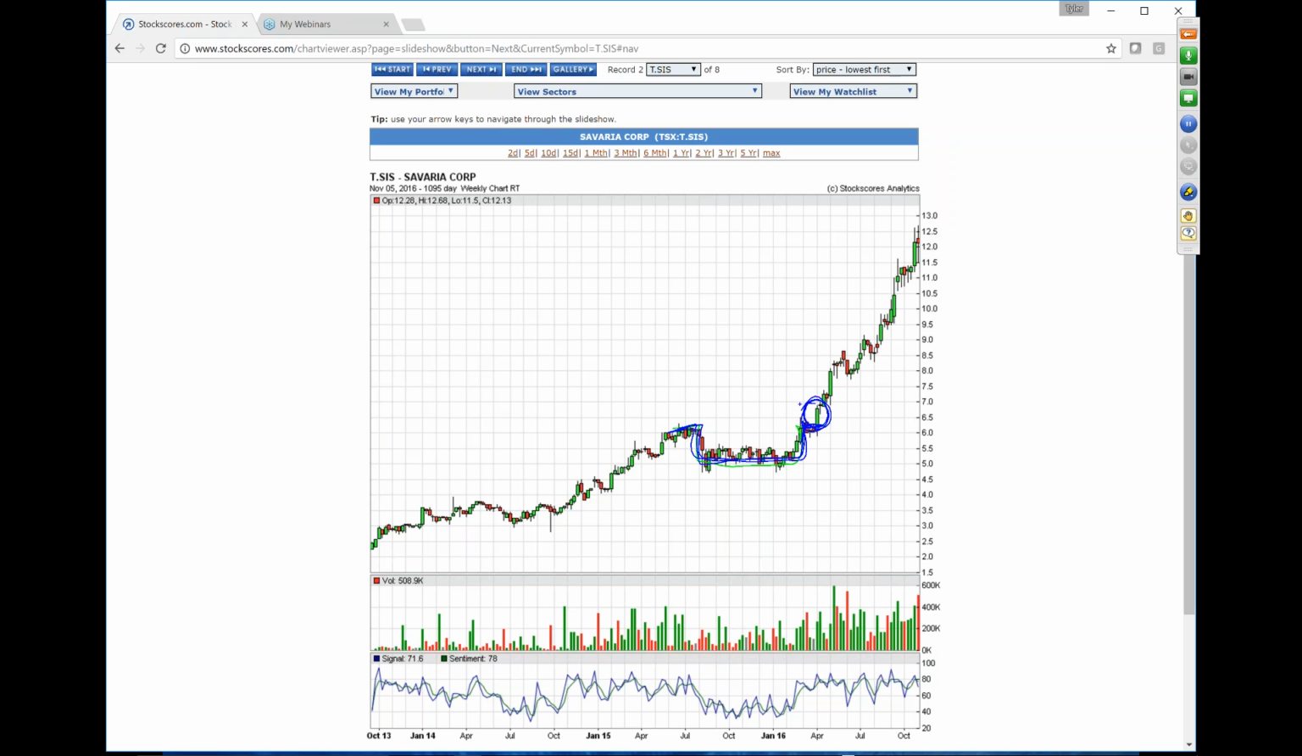And then on the right side of the handle, we had a breakout with abnormal price action for the week. And that was at $6.75 back in April of this year. So since April, the stock has gone from $6.75 to $12.50, so almost 100% gain. And it all started with abnormal price action out of a predictive chart pattern.